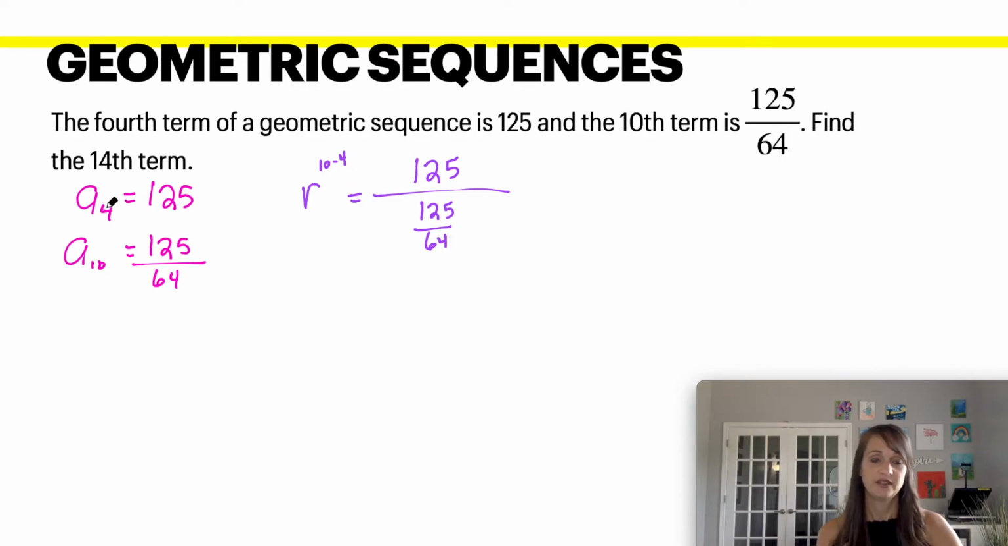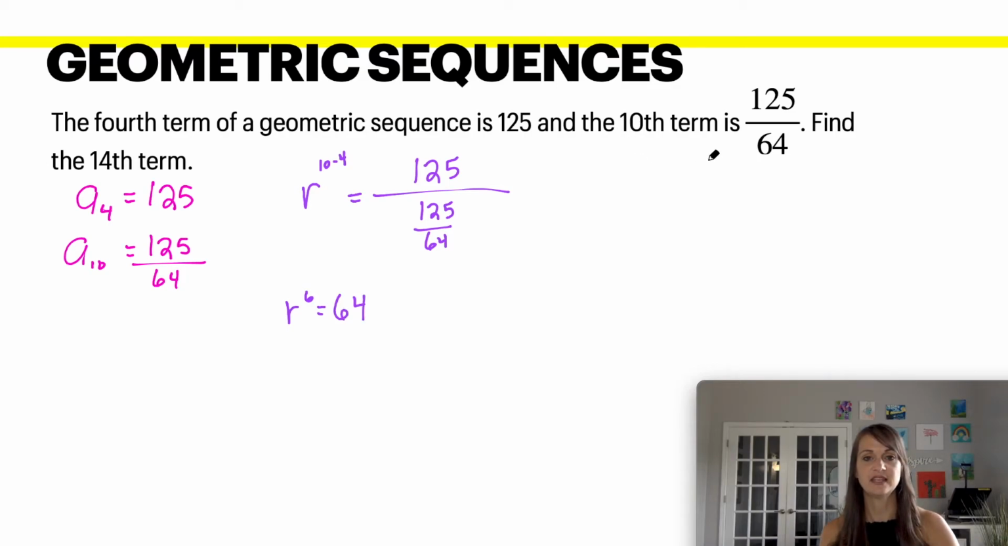So the 4th term and the 10th term means that there were 6 terms in between there. Going from the 4th to the 10th, you had to go through 6 terms. Which is why it's an exponent, because you're multiplying by the same number 6 times. So if you're multiplying by 3 and you're doing that 6 times, that is where you get 3 to the 6. So that is why it is raised. And then you are now having to divide here. And when you do 125 divided by 125 over 64, you actually get 64.